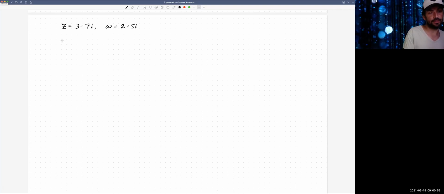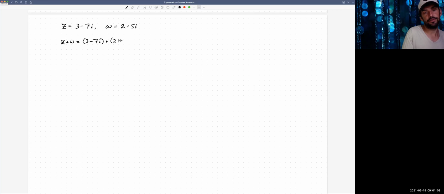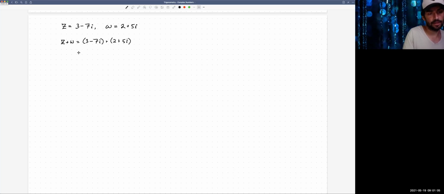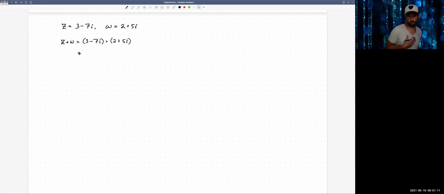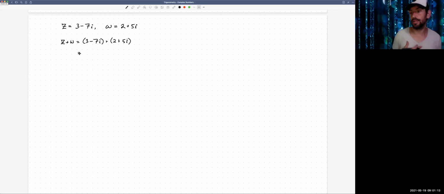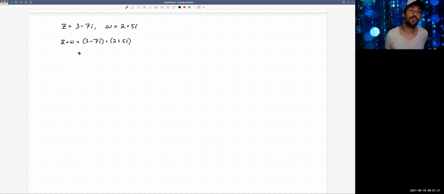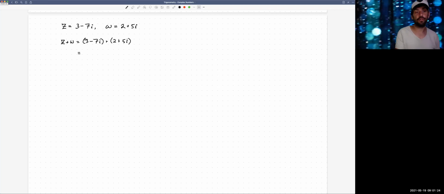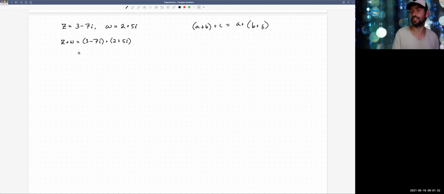So let's look at z plus w. Okay, this is going to be 3 minus 7i plus 2 plus 5i. So all of our rules of algebra still apply to these things, right? So one of our rules is we have the associative and commutative properties. And what this really tells us is that we can change the order of these things, right? Or that it doesn't matter. So something like a plus b plus c is the same as a plus b plus c. I can change these groupings.